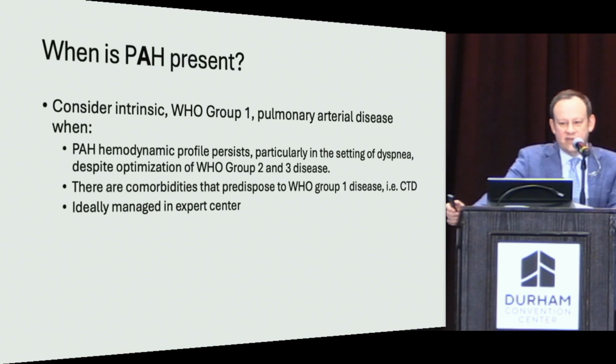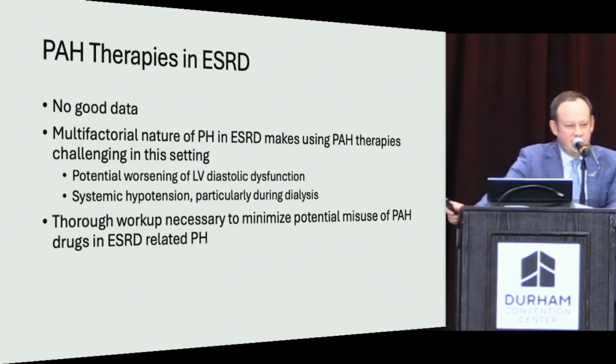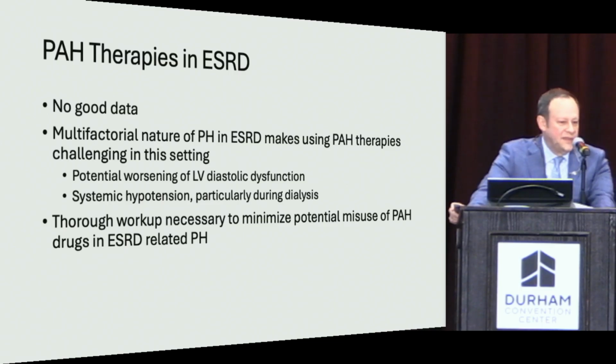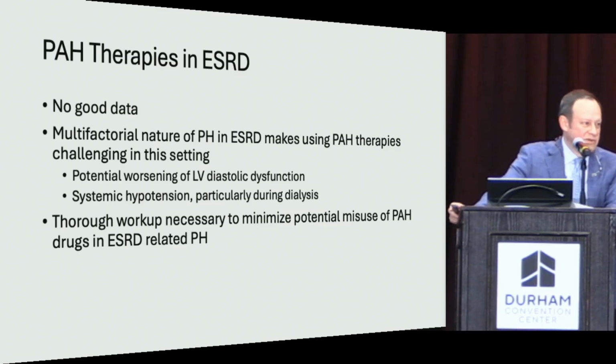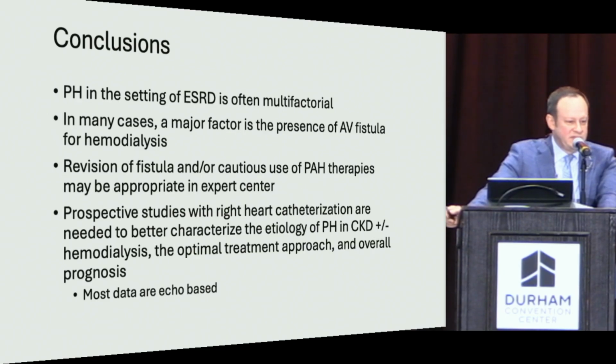But this is really best done in an expert center because we really have no good data on the application of pulmonary arterial hypertension therapeutics in these patients. And really, the multifactorial nature of these patients' presentation makes using these therapies challenging due to the potential increased volume loading on a stiff left ventricle and precipitating pulmonary edema. And then, sometimes these agents, particularly PDE5 inhibitors and riociguat, can lead to problems with systemic hypotension during hemodialysis sessions as well. So it's really important that a very thorough workup be done and treatment of all comorbidities be done, and these patients really be seen in an expert center to mitigate and minimize the potential misuse of PH therapies.